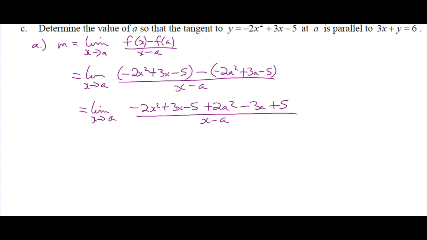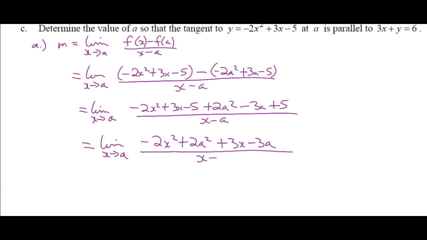Now, the examples up to now have indicated that we should be able to get an expression on the top to cancel with the expression on the bottom, right? Like through factoring or something. So let's try this. What if we go negative 2x squared plus 2a squared plus 3x minus 3a. I'm just grouping the terms that have a 2 and squareds, and the ones with a 3.